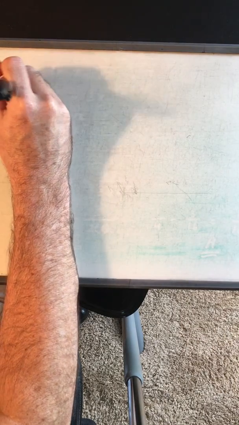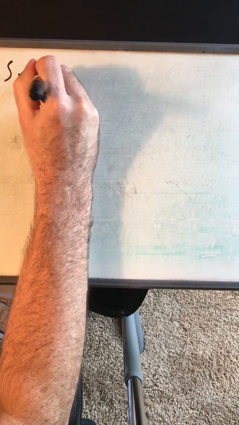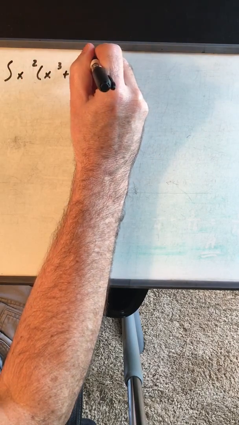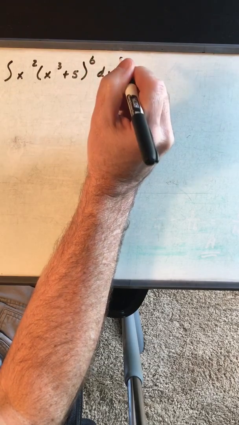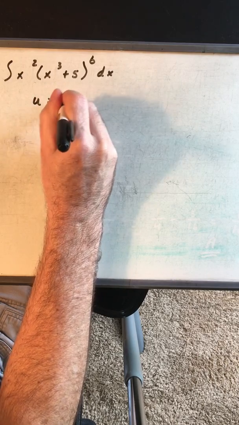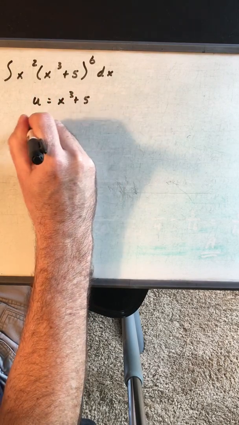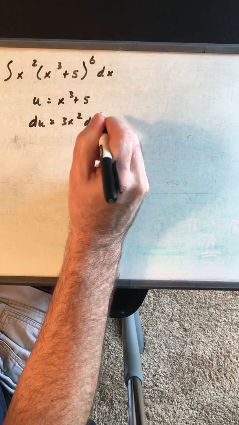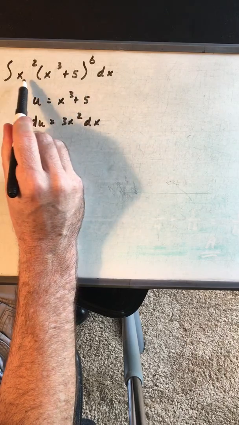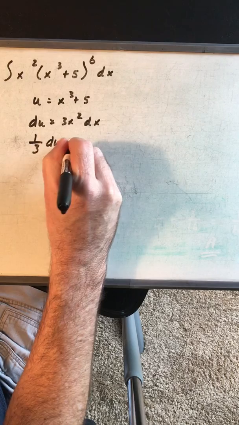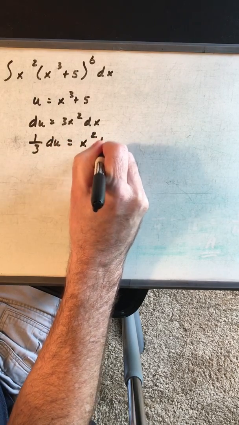Okay, number 3. We're integrating x squared times x cubed plus 5 to the 6th power dx. This is a u substitution. U is x cubed plus 5. Du is 3x squared dx. I need du to be x squared dx, so 1/3 of du is x squared dx.